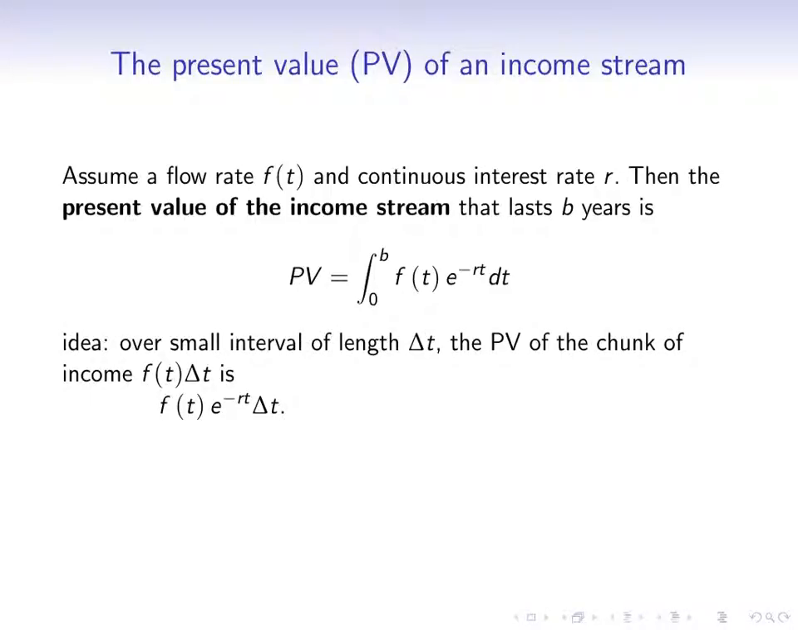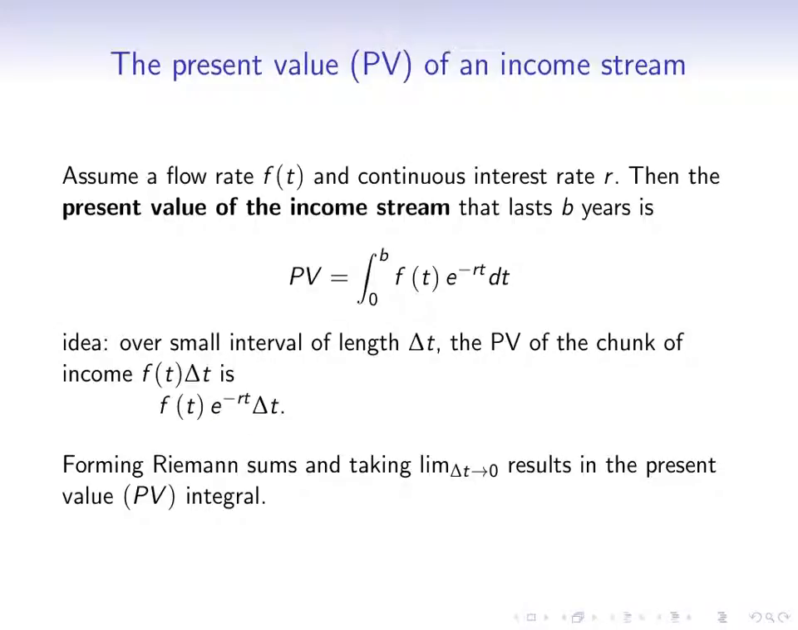And the idea is that over a small interval of length delta t in time, the chunk of income is f of t times delta t. So the present value of that chunk of income is f of t times e to the minus rt delta t. Now, forming the Riemann sums and adding these amounts up and then taking the limit as delta t goes to 0 results in the present value integral as shown above. So that's the main integral in this section.